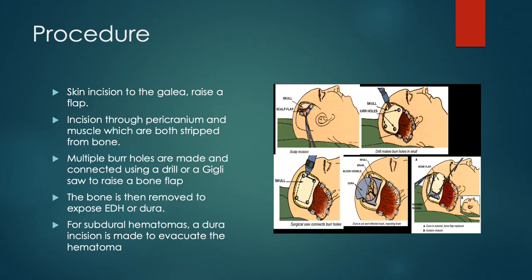We just remember skin to bone, multiple burr holes to take off the bone. So bone is off, and then if it's an epidural, you should be able to evacuate it. If it's a subdural, open the dura, evacuate it. After you've done so, then suture back the dura like they did there, and then replace the bone. So this is what we'd call a craniotomy. Okay, we took off the bone, evacuated a hematoma, and then replaced the bone and closed the skin.